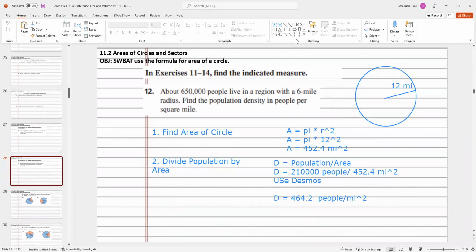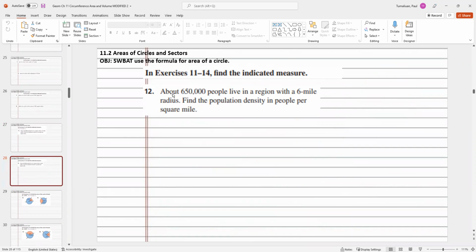And the same thing over here. 650,000 people live in a region with a 6-mile radius. So basically it's the same thing.